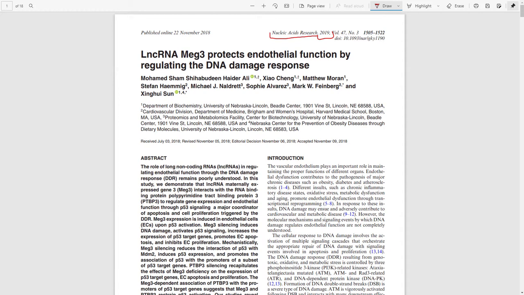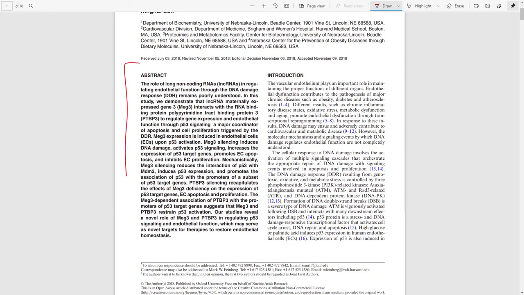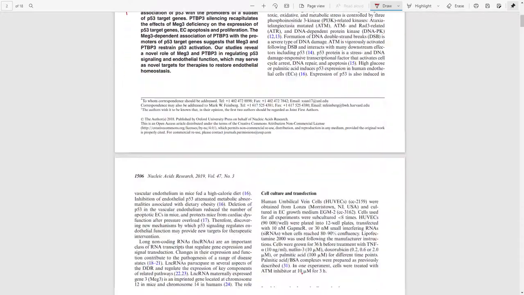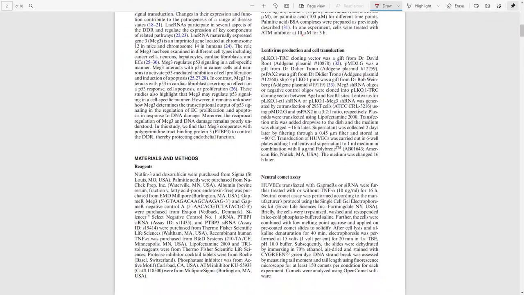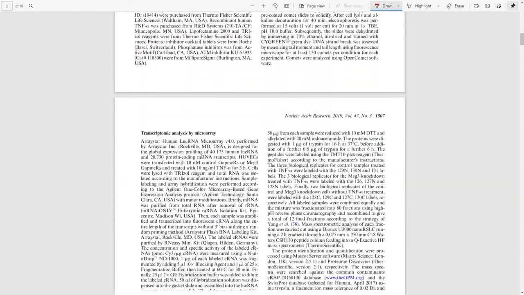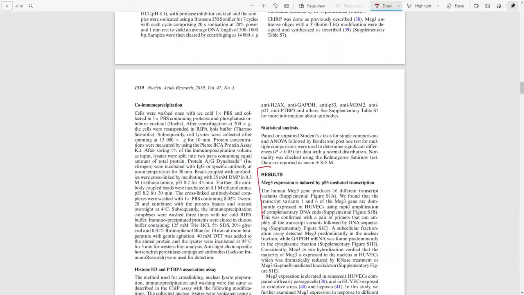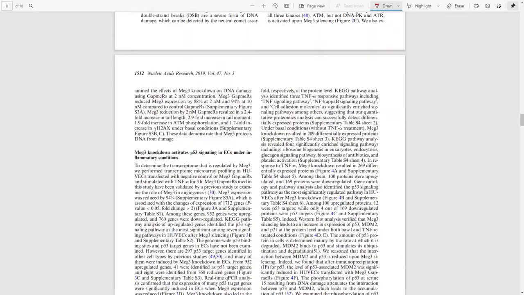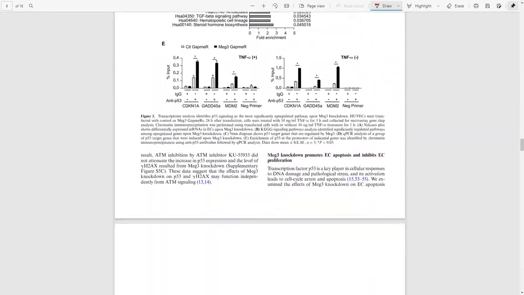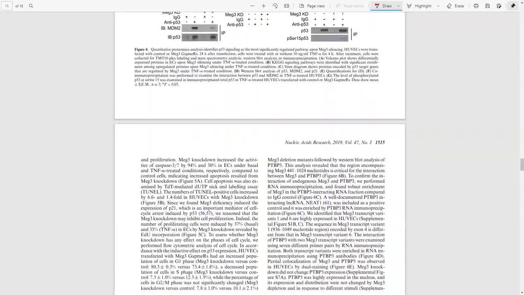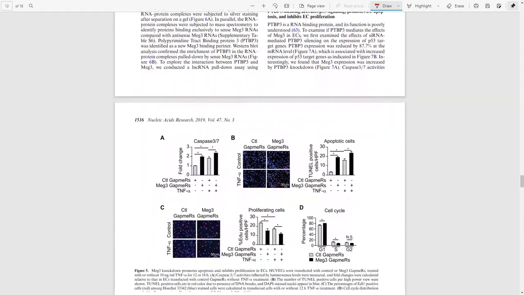Okay, so first of all, of course, you see the title. Then on the first page, you see the abstract, then introduction. Then they switch to materials and methods. Then they go to results section. And after they presented all the results, they switch to the discussion.